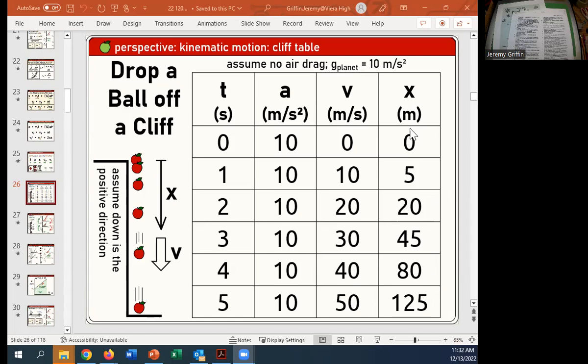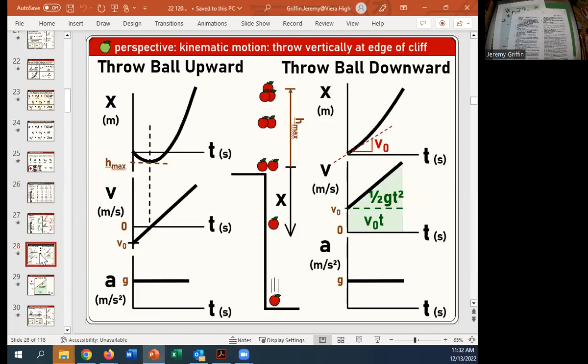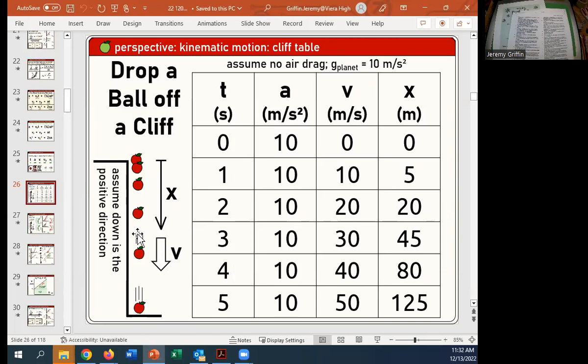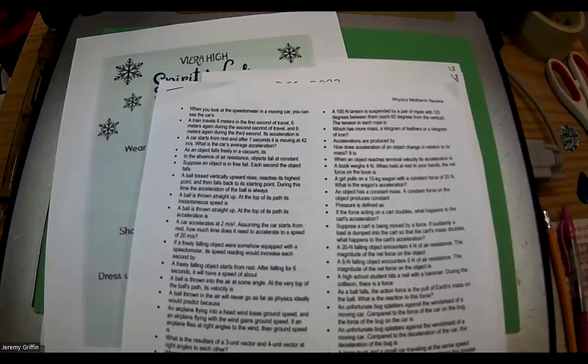In fact, if you graph x versus t on a graph, you get, oops, I skipped too far. You get this parabola right here. X versus t, it's a parabola shape. So every second that passes, it falls further than the previous second. You guys see that? Right here. All right, let's switch back over to, let's see.